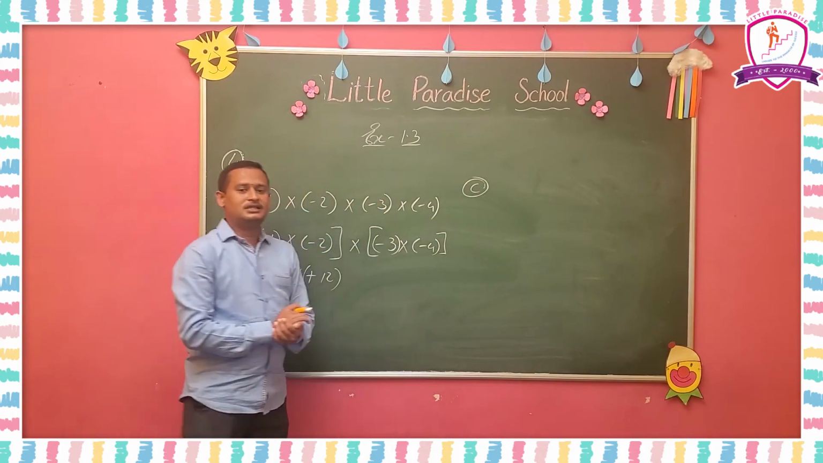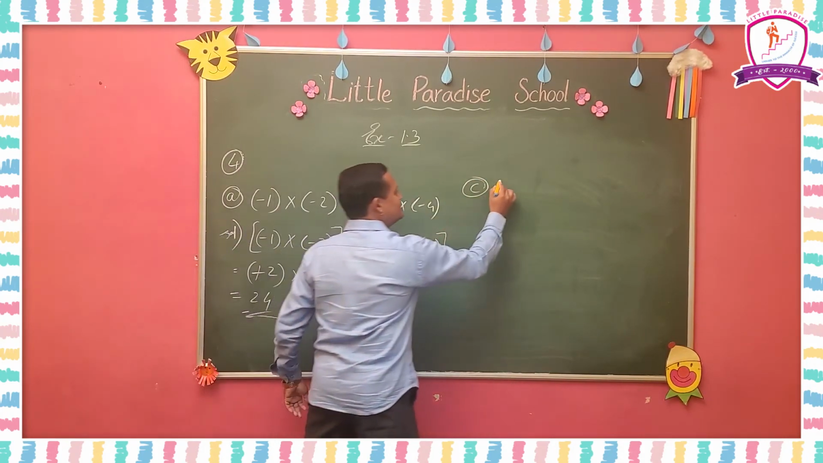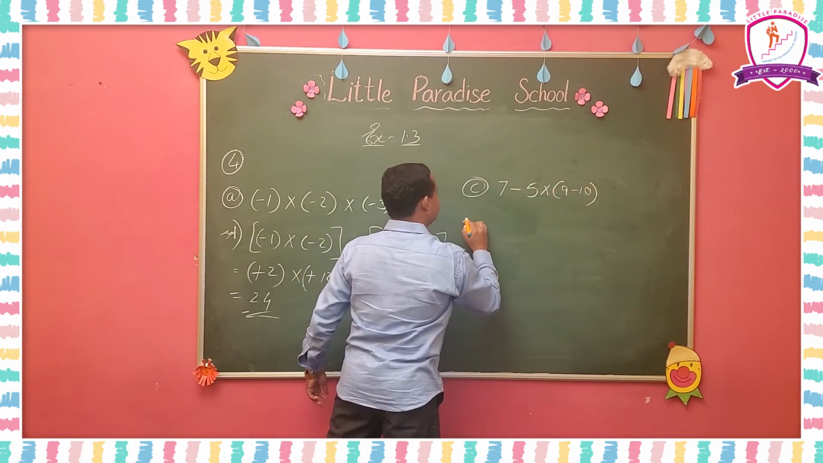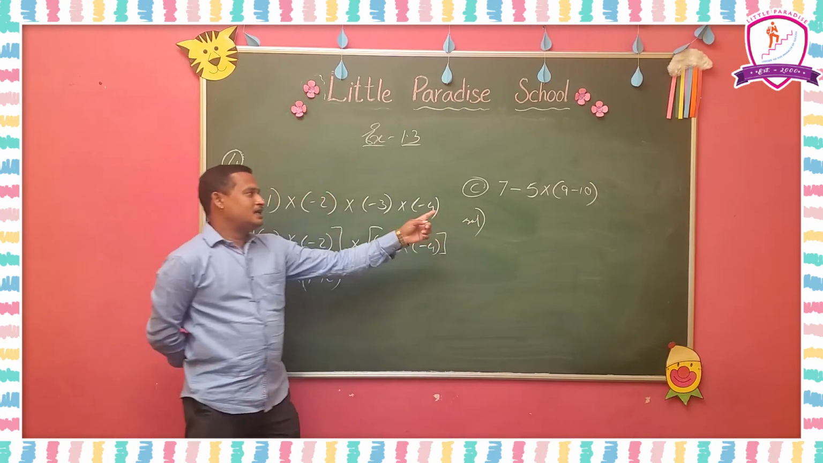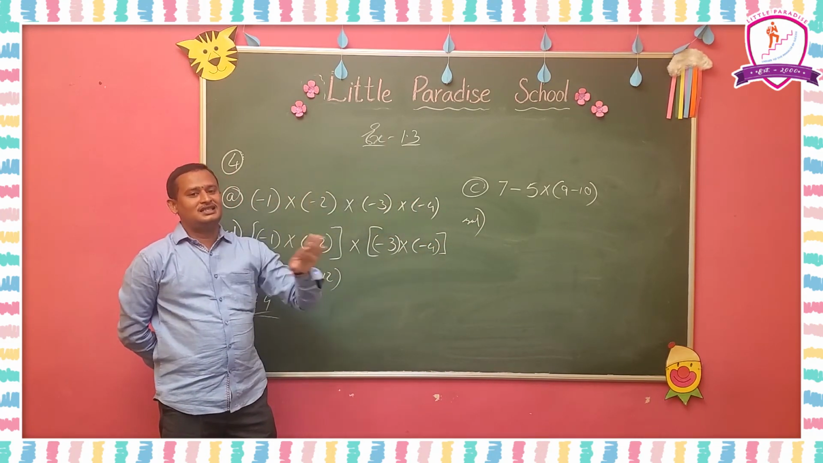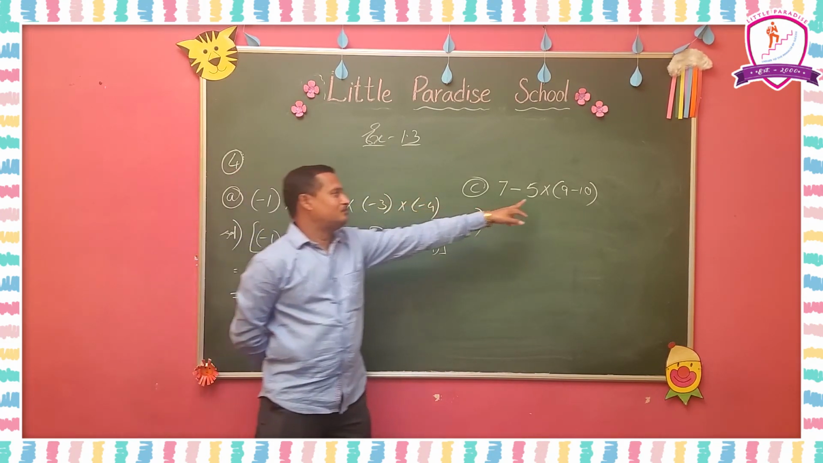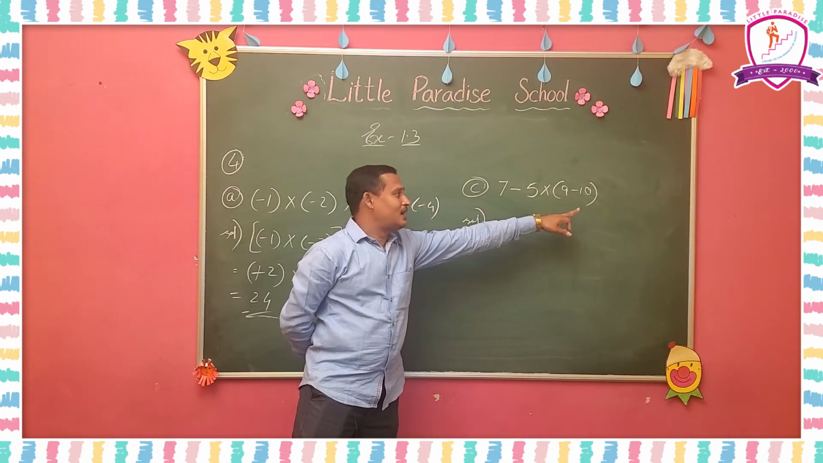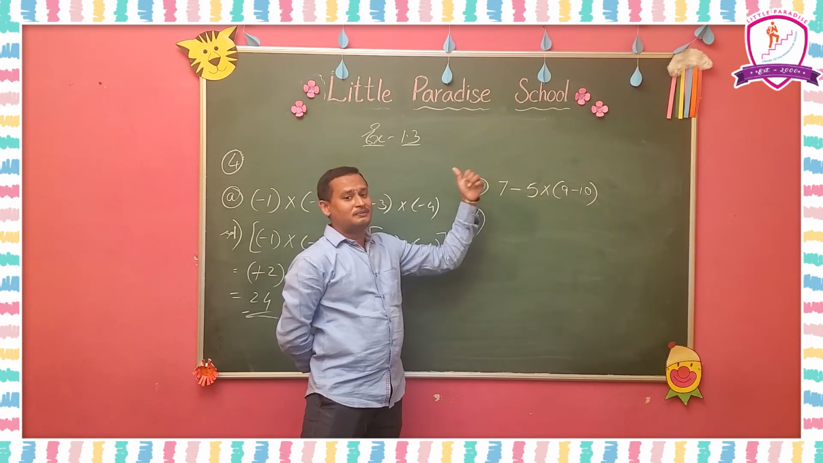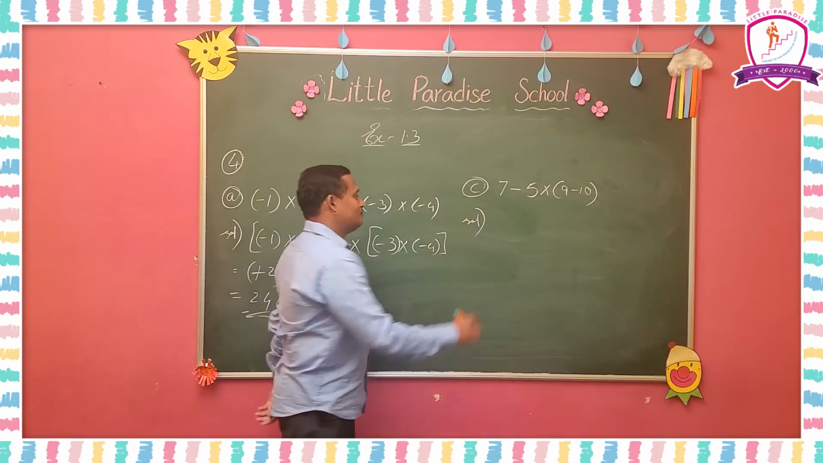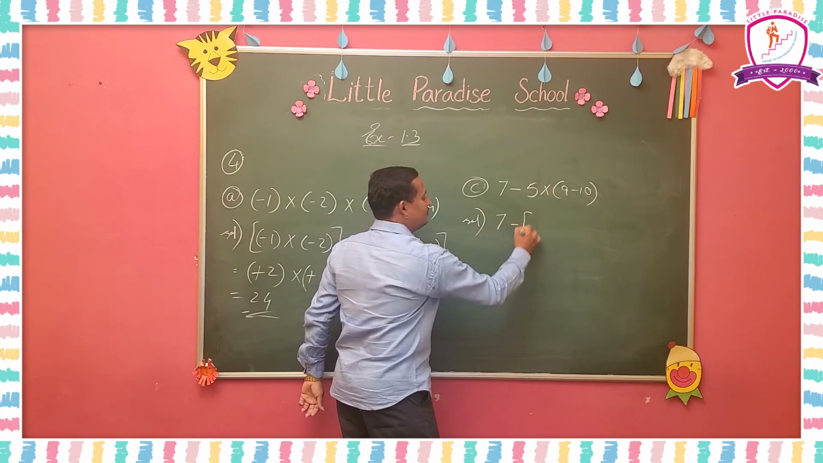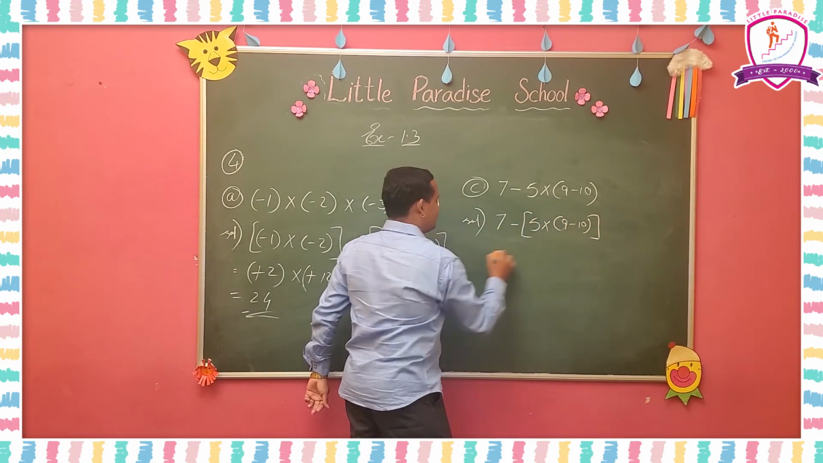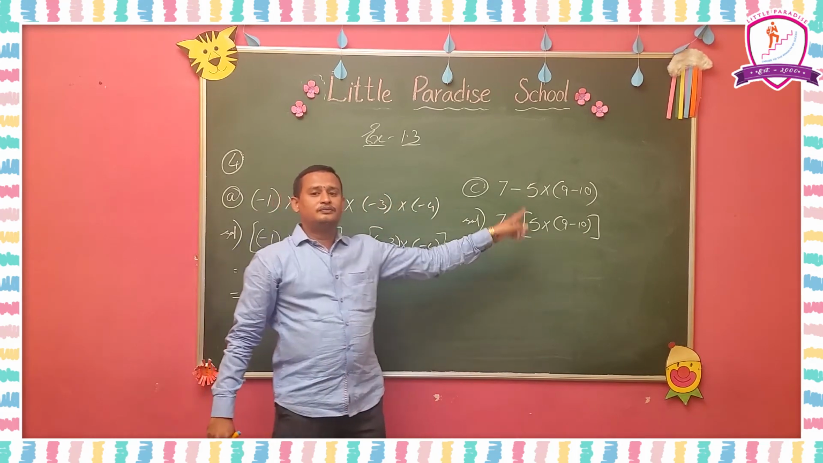C. In the C question, the question is given like this: 7 minus 5 into 9 minus 10. 5 into 9 minus 10, we have to find the difference of this number 9 and 10, and then we have to multiply with 5, then we have to subtract from 7, like that. So for that we have to put bracket from here, 5 into 9 minus 10, like that you have to put bracket.